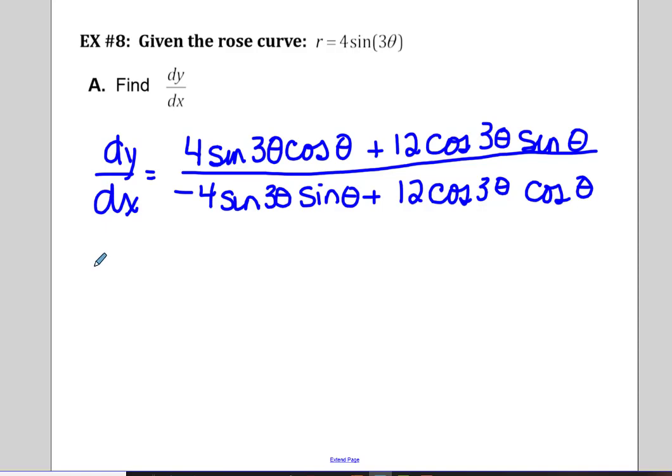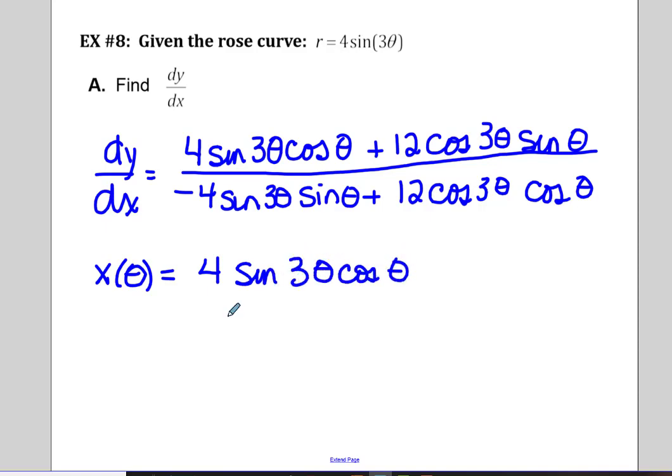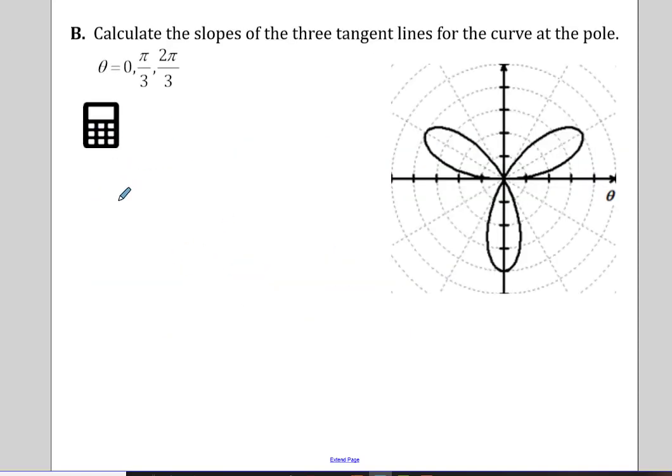And we want to find where x prime of theta and y prime of theta. Okay, so x of theta is 4 sine 3 theta cosine theta, and y of theta was 4 sine 3 theta sine theta. So I use this x of theta and this y of theta to create our derivative. Now, in part B, we've got our derivative set up. We calculated the x of theta and the y of theta.